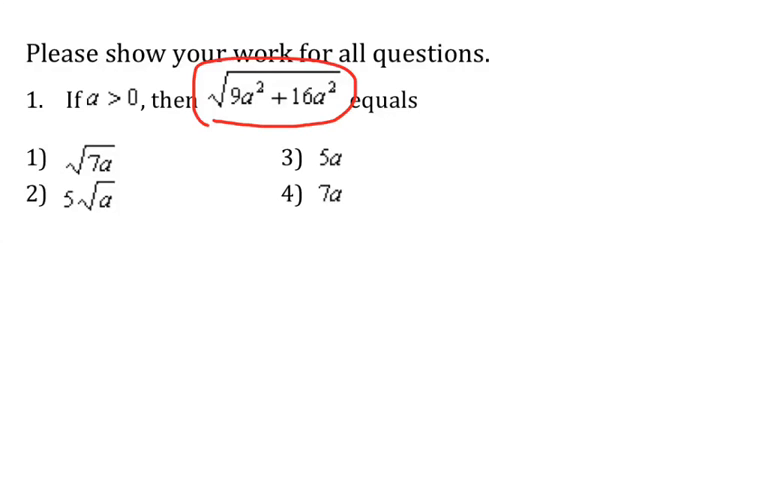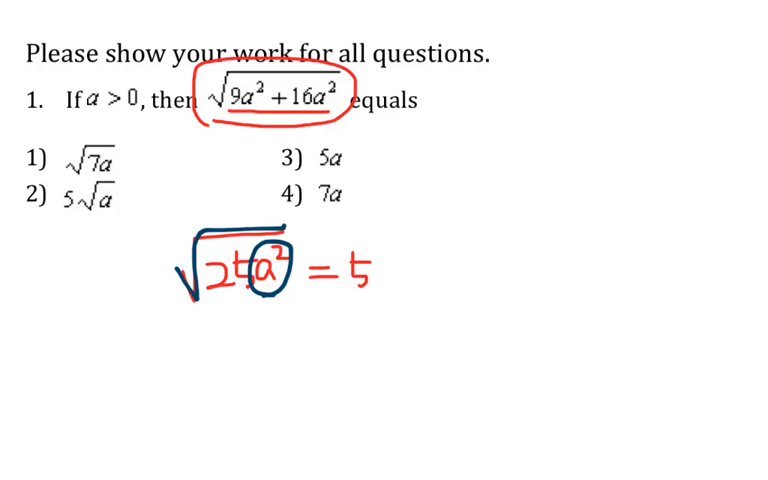The first thing we have to do is add up these two terms. Then we'll end up getting the square root of 25a squared. Now, what is the square root of 25? That's right, that becomes 5. And also we have a square within the square root that simplifies as a. So our final answer is 5a, which is choice 3.